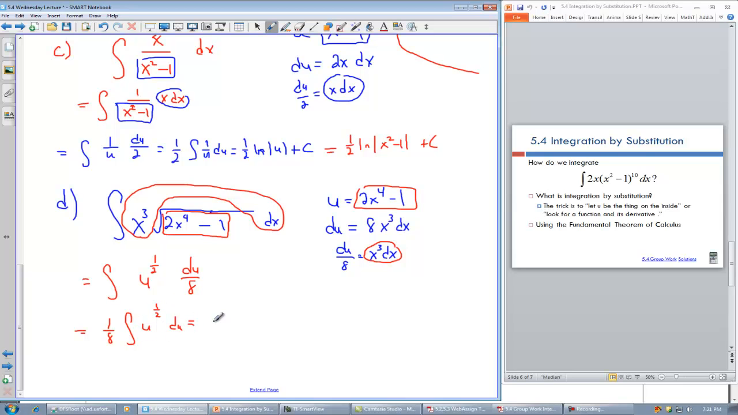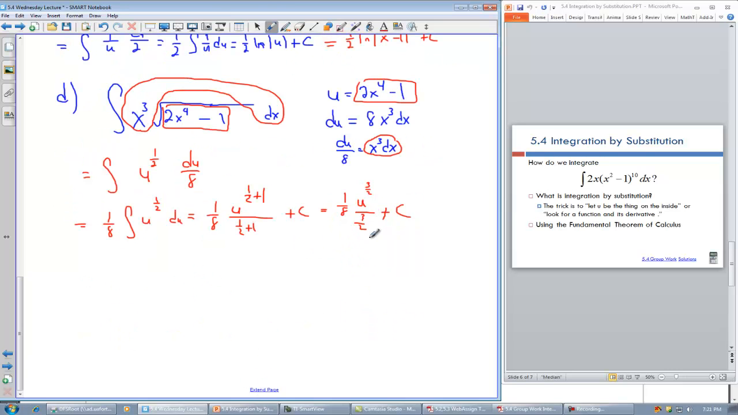And this is just a power of u, so I add 1 and I divide by it. So this is 1/8 u to the 1/2 plus 1 divided by 1/2 plus 1, plus c, which is equal to 1/8 u to the 1/2 plus 1, that's 3/2. Half a cup plus 1 cup is 3/2 of a cup. And then divided by 3/2 plus c. Now I'm going to divide by a fraction, so I multiply by the reciprocal. So this is equal to 1/8 times 2/3 u to the 3/2 plus c.